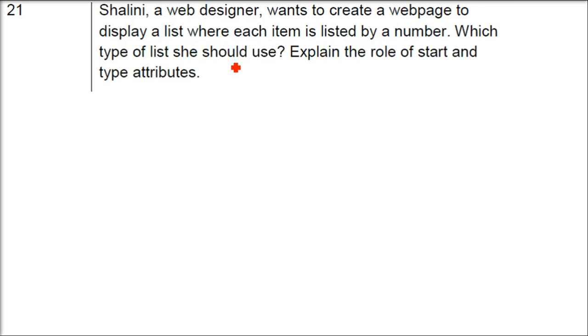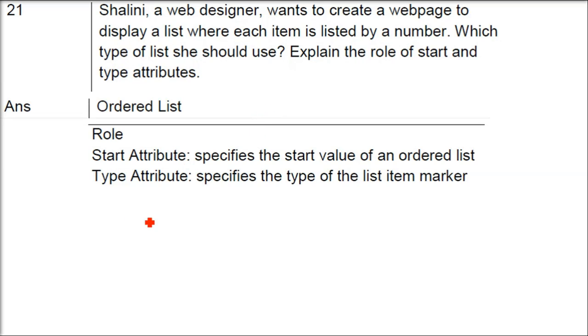Shalini, a web designer, wants to create a web page to display a list where each item is listed by number. Which type of list should she use? Explain the role of start and type attribute. First of all, Shalini is a web designer. Now she wants to have 1, 2, 3, 4, that is the ordered list, or A, B, C, D. Let us assume A, B, C, D is what she wants to sell or number or catalog. Now she wants numbering, she wants order. That's why we are going to use the ordered list. Because in an unordered list, some round, some square shape will come. So the first answer is ordered list.